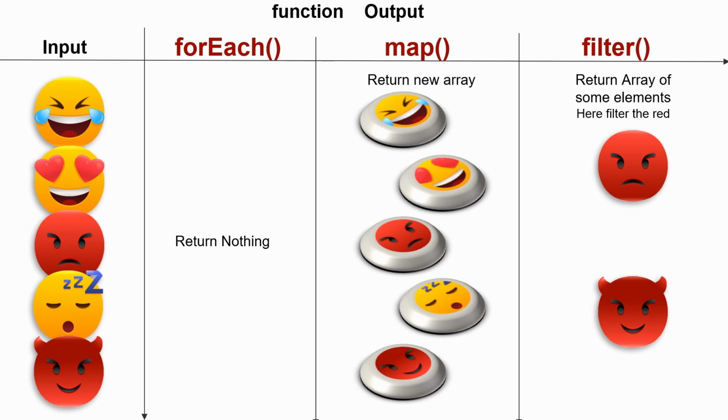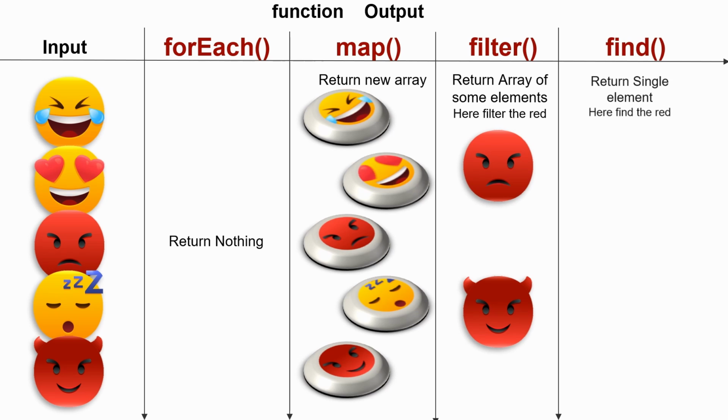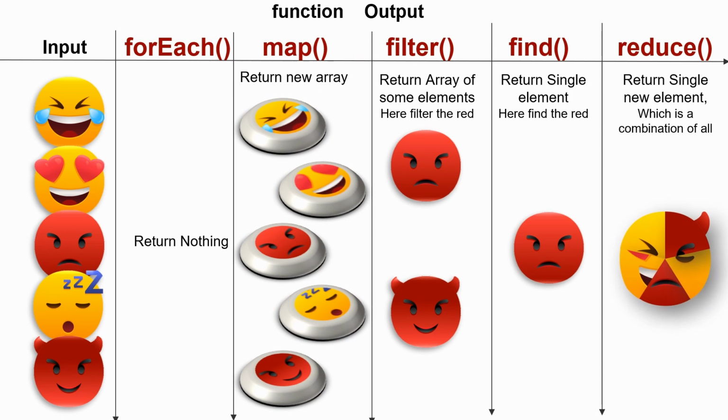Filter returns an array of some elements from the input array, while the find method only returns a single element and does not return an array itself. The find function will stop executing whenever it finds the apt element. Reduce also returns a single element, and this single element is the combination of all the input elements.